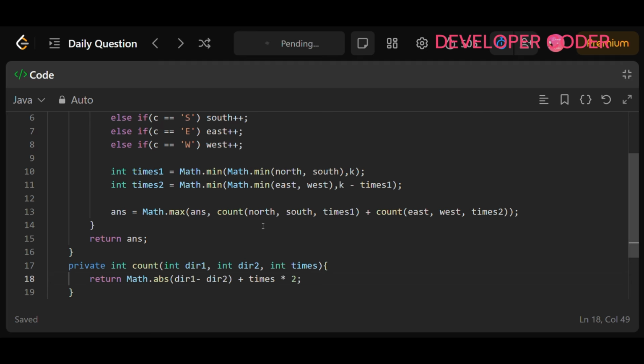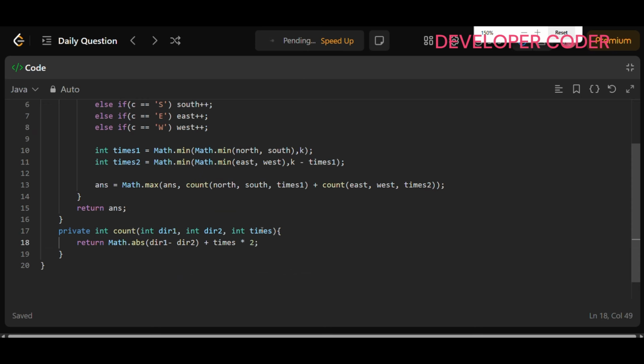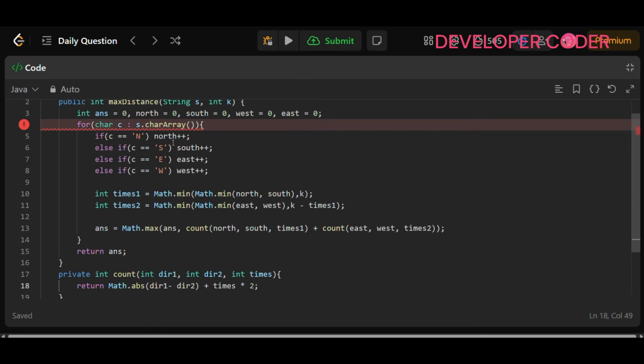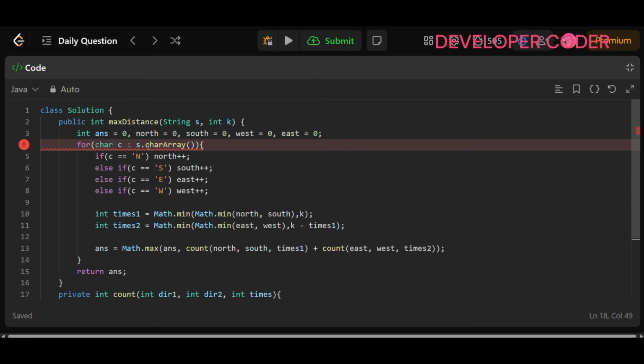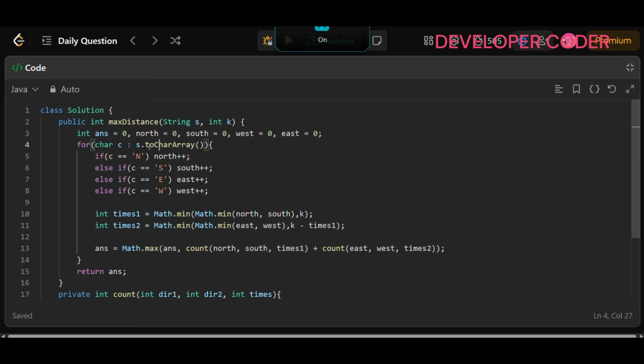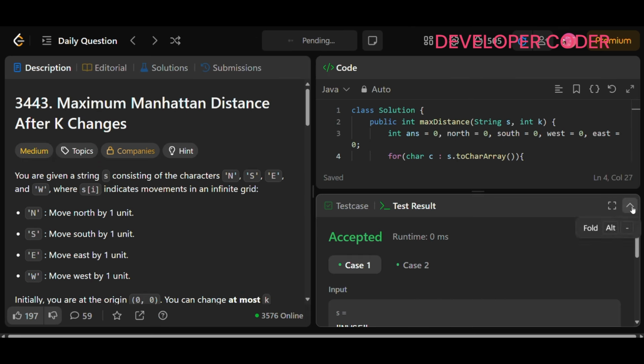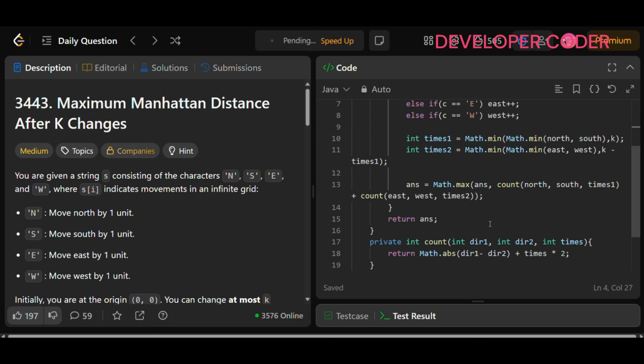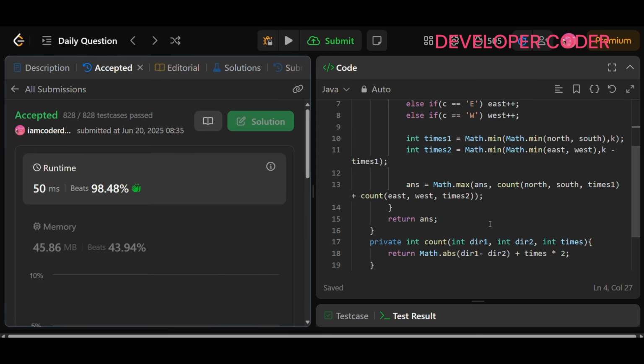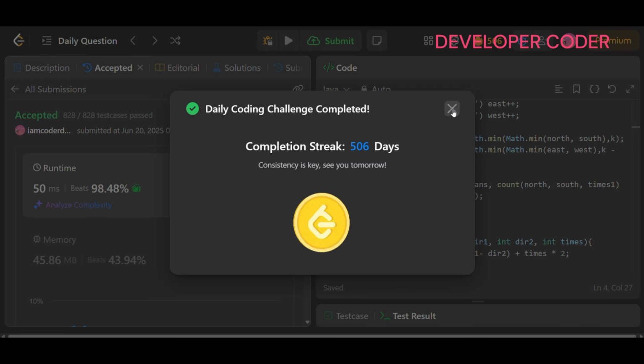Now let's run the code and see, and if there is a code issue, we will try to fix that. So yes, here s.char array, just change it to toCharArray with capital C. Now let's run it again. See, all the test cases have been accepted. Now let's submit it. See, our solution is accepted, right?